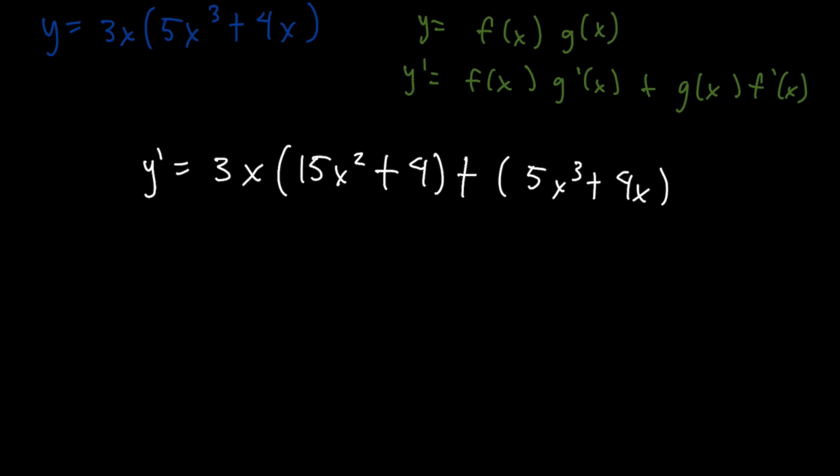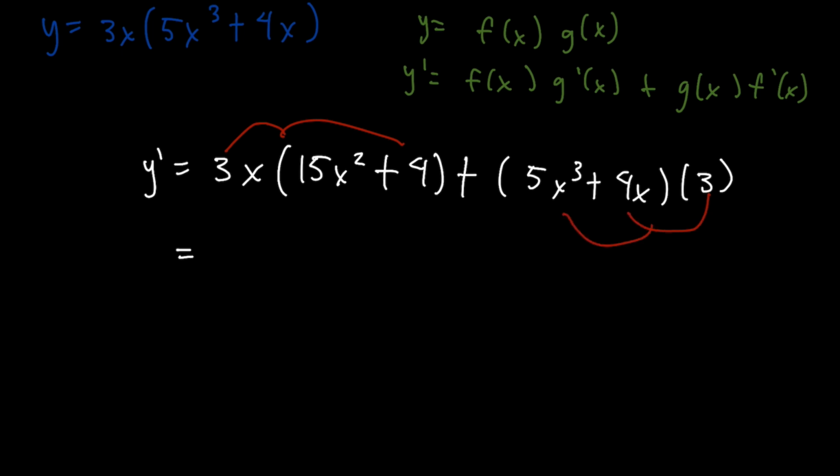Then let's derive the first term, 3x. If we derive it, that is 3. Simplifying it further, let's distribute 3x here and 3 here.